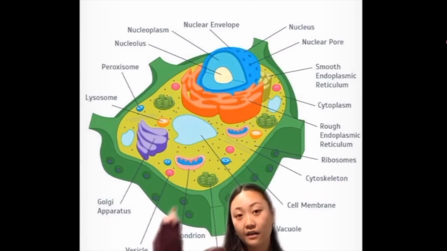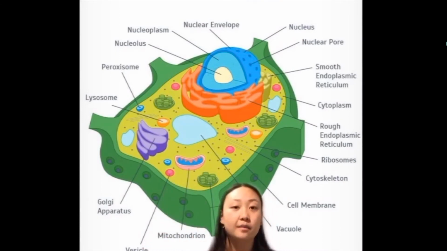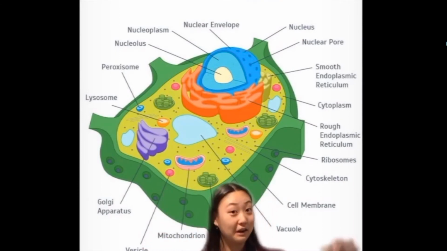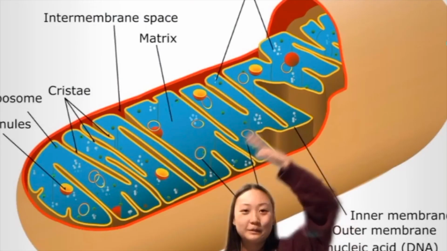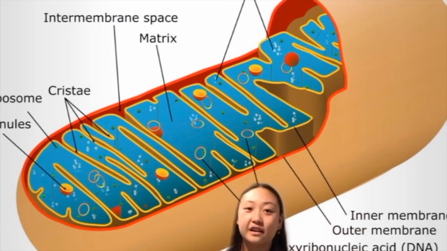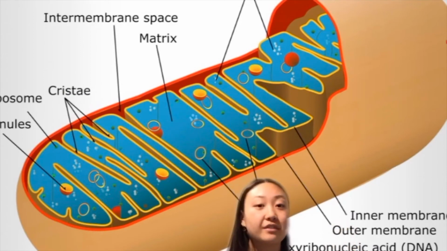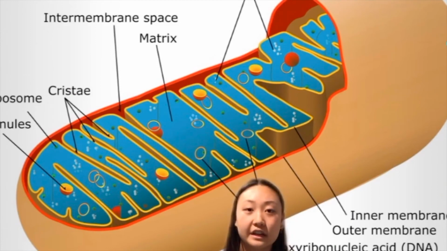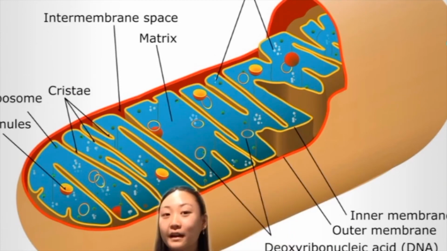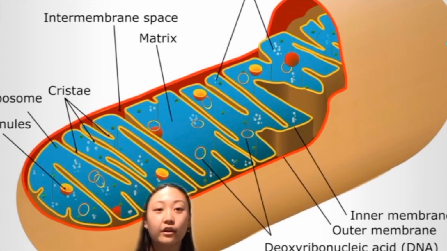And next we have the mitochondria. And what the mitochondria is, is the powerhouse of the cell. This is a blown-up picture of a mitochondria, and what it does is it turns oxygen and nutrients into ATP, which is adenosine triphosphate, which is then converted into energy. The cool thing about mitochondria is that they also have their own DNA, so they're able to reproduce more in case they need more energy.